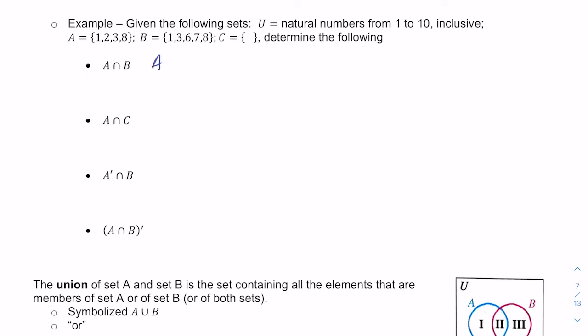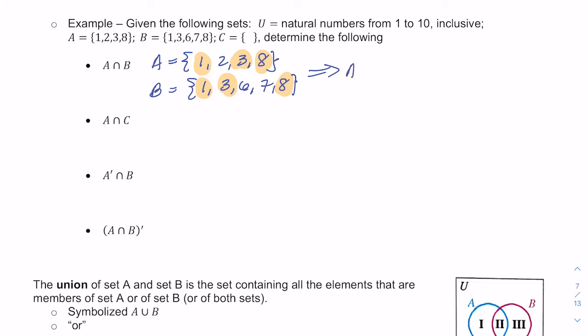So if I look at set A, it is 1, 2, 3, and 8. And set B is 1, 3, 6, 7, and 8. So I want to know what's in common to both. They both have a 1, they both have a 3, and they both have an 8. So therefore, A intersects B would be the set 1, 3, and 8.